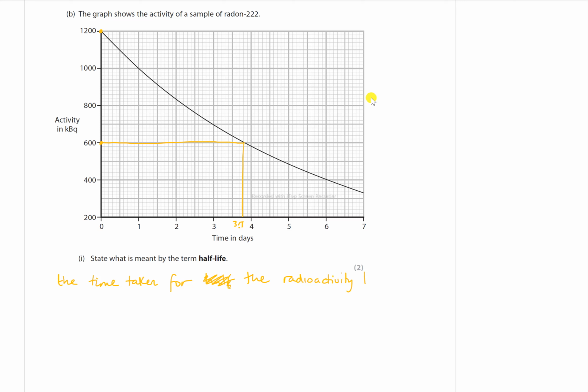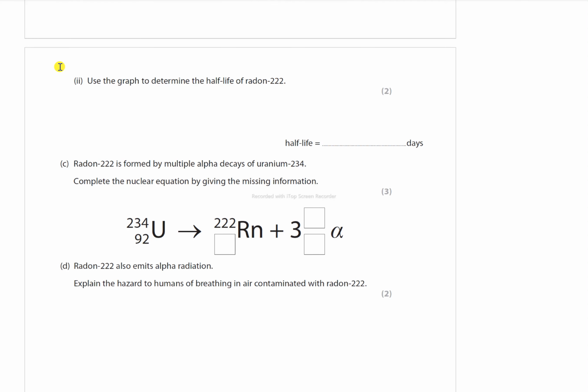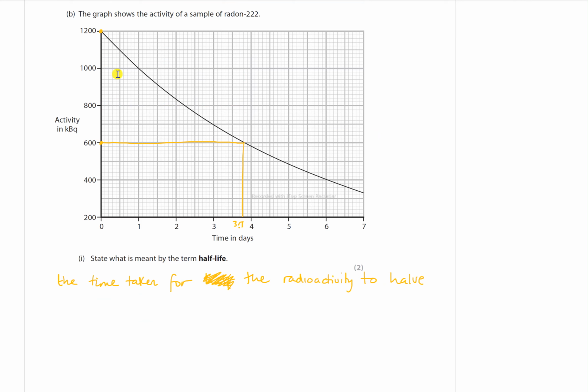Let's get rid of this word here. It's the time taken for the radioactivity to halve. That's better. Or for half the radioactive nuclei to decay, but let's stick to this: the time taken for the radioactivity to halve. Use the graph to determine the half-life. We picked a sensible point, 1200. We halved it, we went to 600. Then we went across to the curve, went down and read it, so it's 3.7.